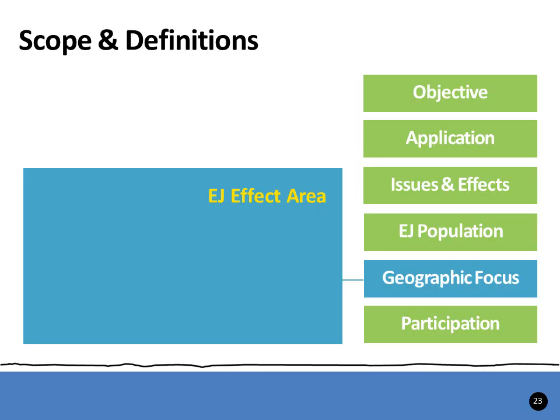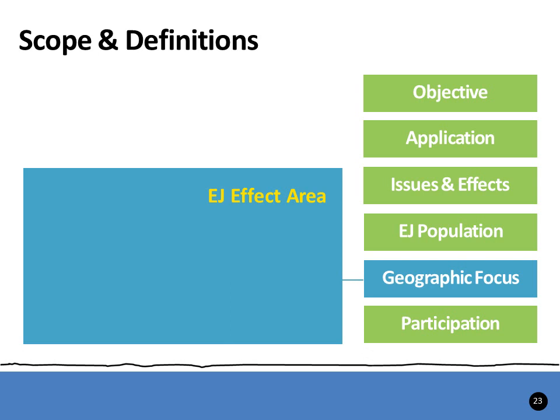The geographic focus of environmental justice analysis is the project study area, which can vary in size depending on the environmental issue or effect being evaluated. For example, the study area for potential relocations might be more focused around the project footprint, whereas the study area for community cohesion effects could be much broader.